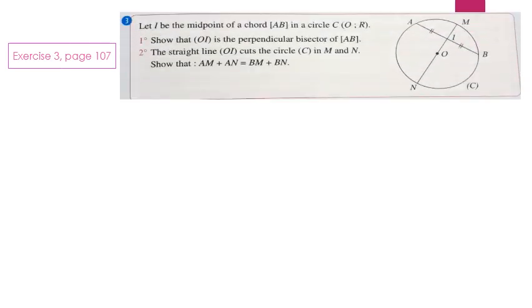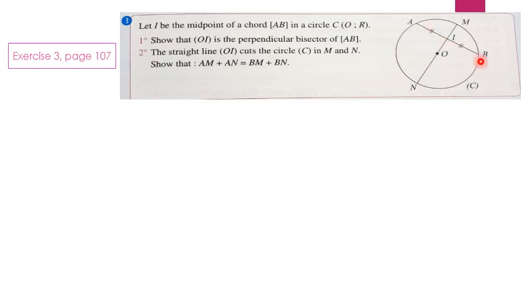Today we will solve exercise 3, page 107. Let I be the midpoint of a chord AB in a circle C of center O and radius R. Here is our circle C, the center O and radius OM or ON, and we have here AB is the chord. Show that OI is the perpendicular bisector of AB.